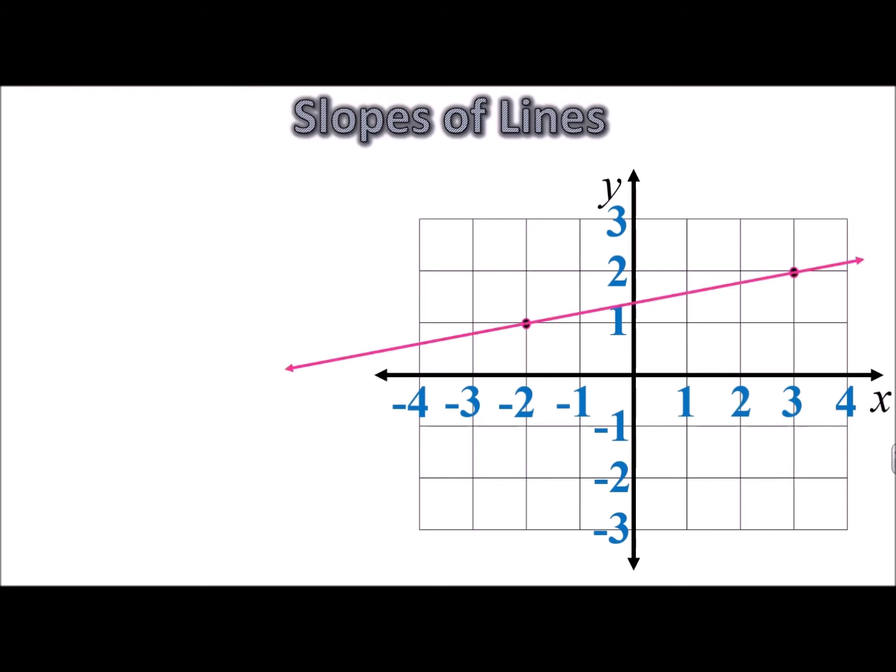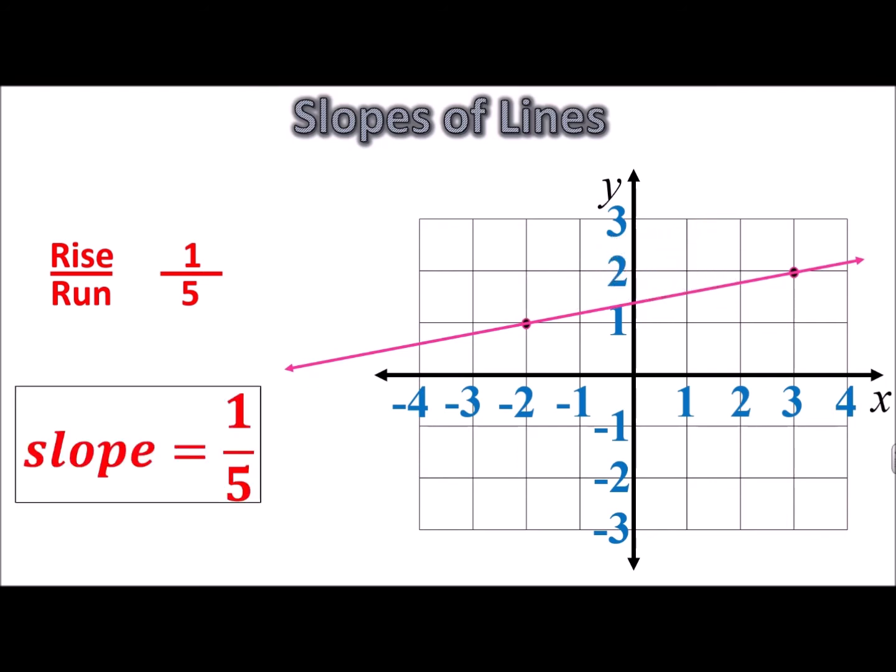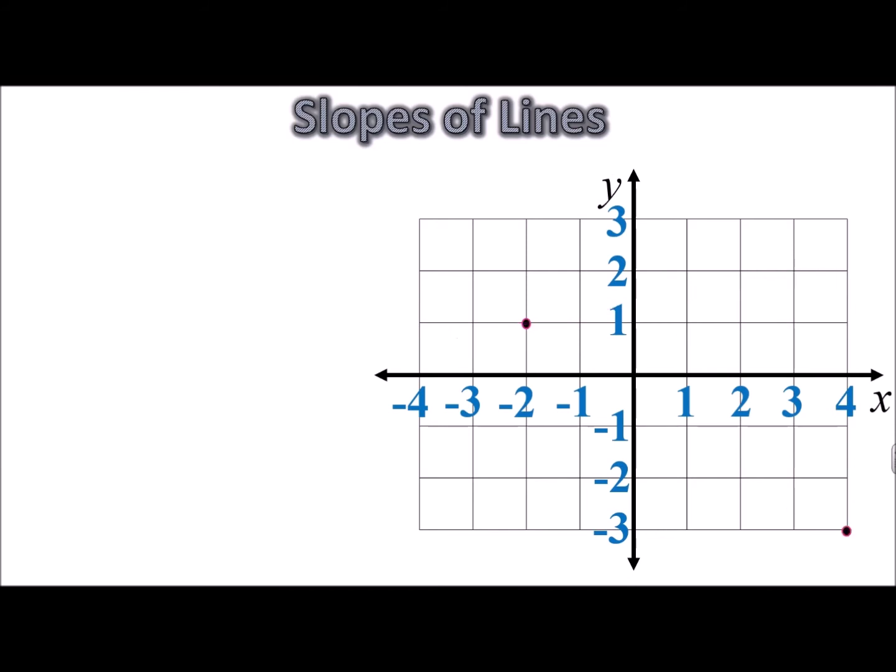This line has a rise of 1 and a run of 5 between the 2 points on that line. So its slope is 1/5. Now, when we read a line in math, we read it just like we would read a line in English, from left to right. So if the line is going up from left to right, it's going to have a positive slope. The slope of this line is 1/5. 1/5 is a positive number.